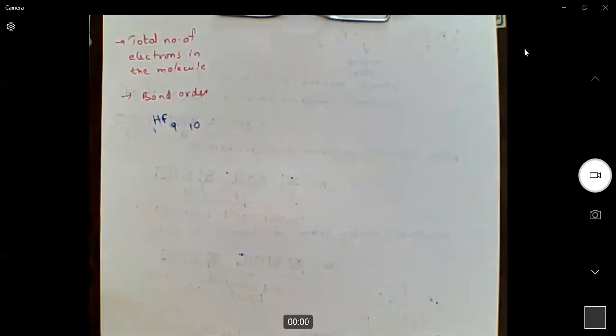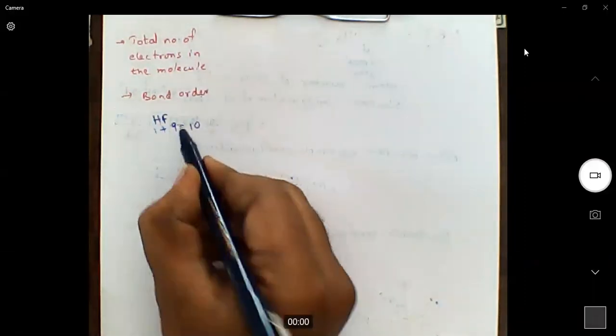In order to calculate bond order, what we need to do is just calculate the total number of electrons in the molecule. Generally, we find bond order only for diatomic molecules. So just find the total number of electrons in the molecule. For example, if you are given HF, then there is 1 electron in hydrogen, 9 electrons in fluorine. So altogether it is 10 electrons. So this is the only thing which we need to do.